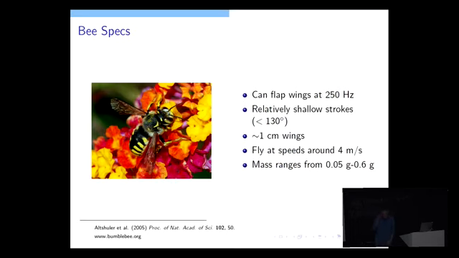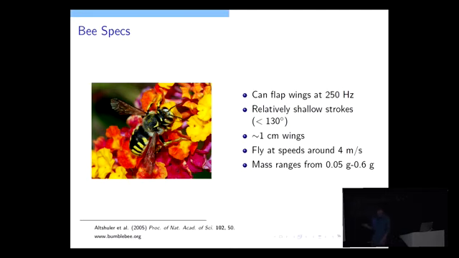Okay, so here's some information about bees. They can actually flap their wings at 250 hertz. This is higher than most other insects, which flap their wings at around 200 hertz. An interesting fact about this is that 250 hertz is much faster than the bee can actually think. So each neuron signal that the bee sends to the muscles encodes many muscle movements, which allows for this quick speed of wing movement.